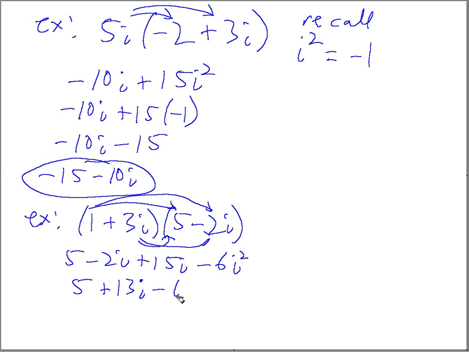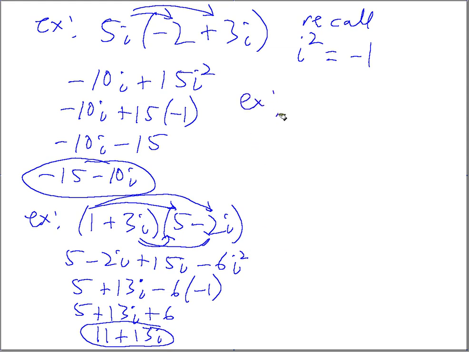And then minus 6 times negative 1, i squared being negative 1. You can skip this step and say i squared means negative 1, so change that sign to positive. That's fine too. So in other words, we're going to have 5 plus 13i plus 6. I could have jumped from negative 6i squared to plus 6 and not show this step if you wanted to. It's up to you. The final answer is 5 and 6 is 11, plus 13i. So therefore, we get this complex number as the product of these two complex numbers.